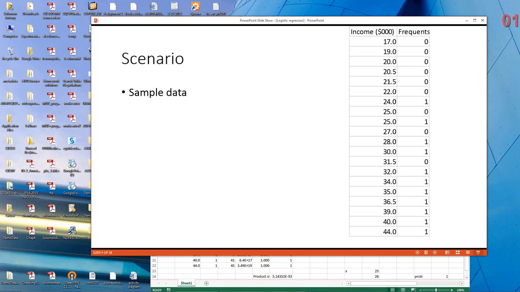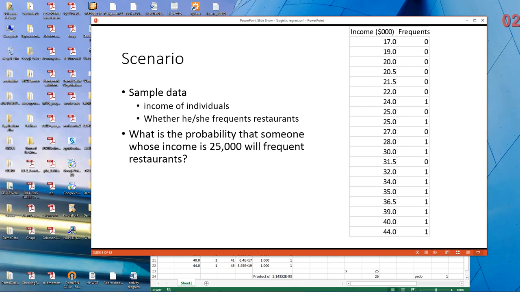Take this scenario of data. This is from the multivariate book I happen to have. Let's say we have data on individuals' income, annual income in thousands of dollars, and also we have data on whether the person frequents restaurants. If somebody frequents restaurants a lot, then we give value 1, otherwise value 0. Now what we want to find out from this data is the probability that someone whose income is $25,000 will frequent restaurants. Now from this data, how can you predict that?